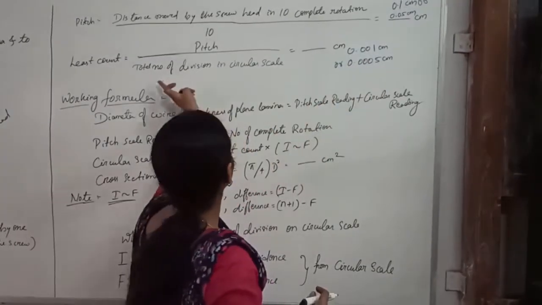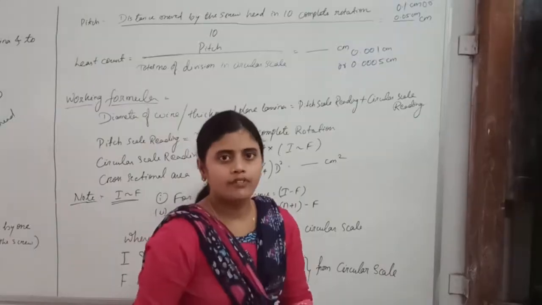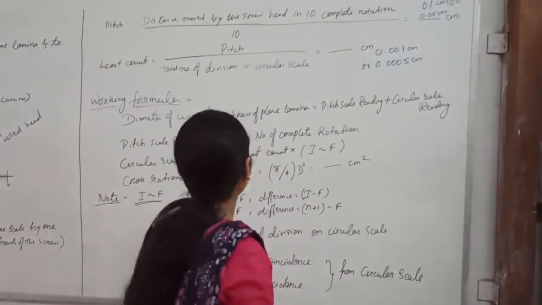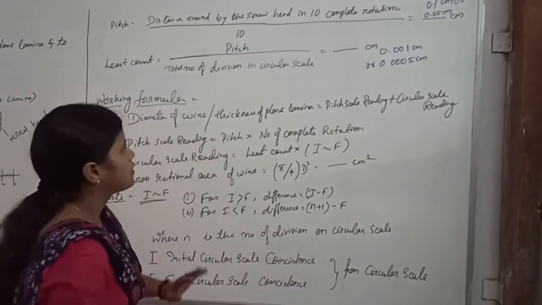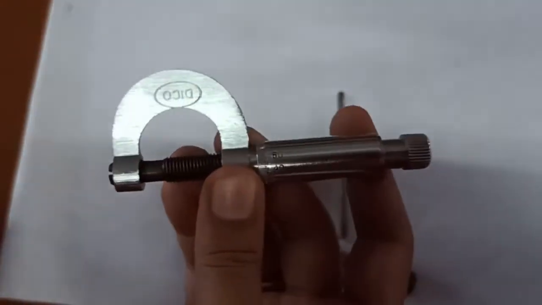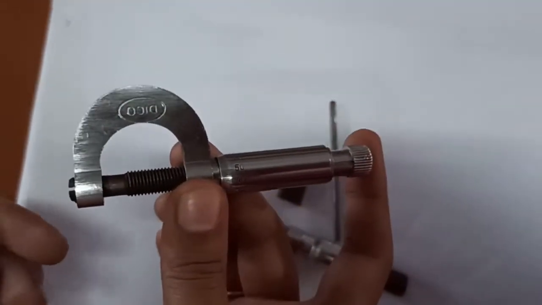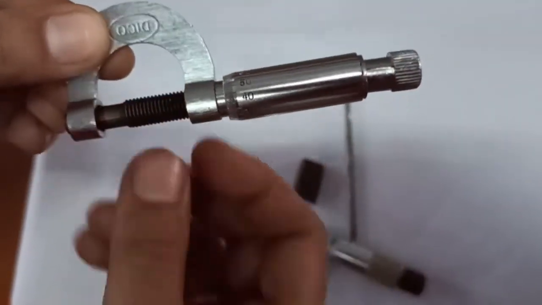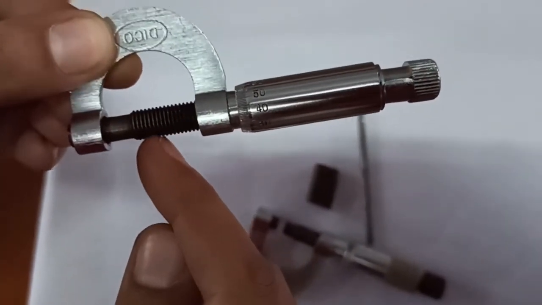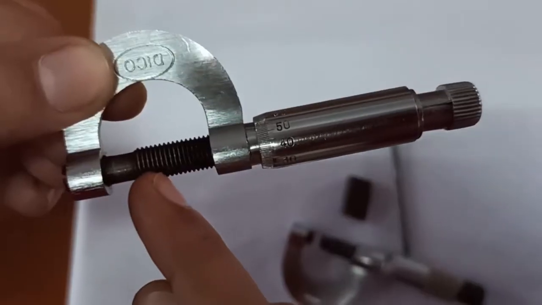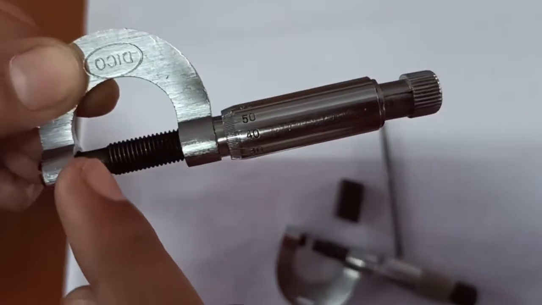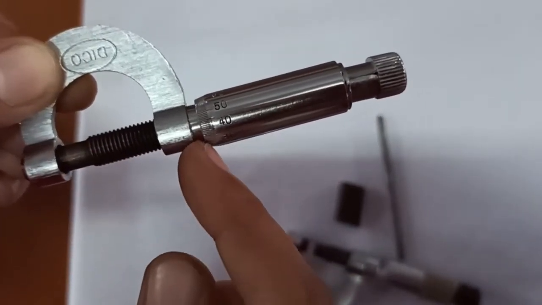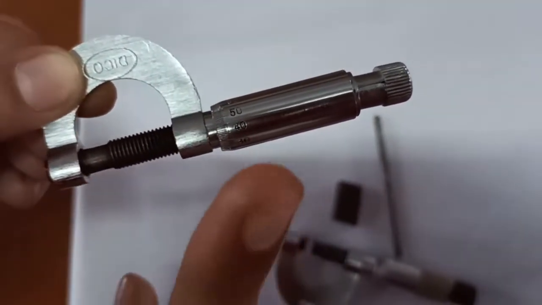I will show you how this 0.1 or 0.05 came, and this is 100 because the instrument we have in our lab has 100 divisions in the circular scale. Now, as per the definition of pitch, the pitch is nothing but the distance between two consecutive threads. These cuts are generally called threads. Another definition is the distance covered by the circular scale over the linear scale for one complete rotation.